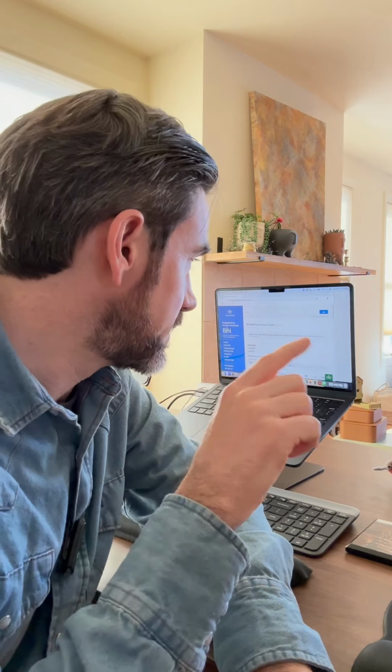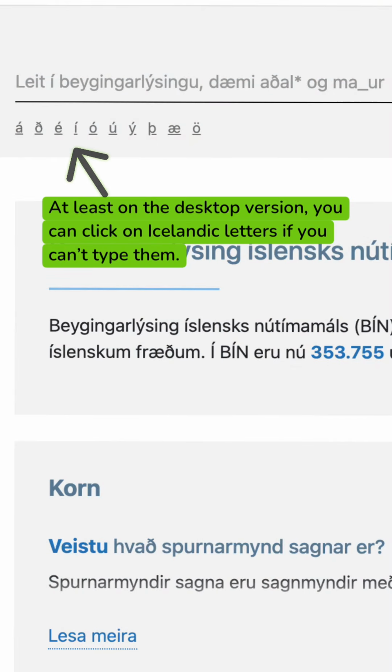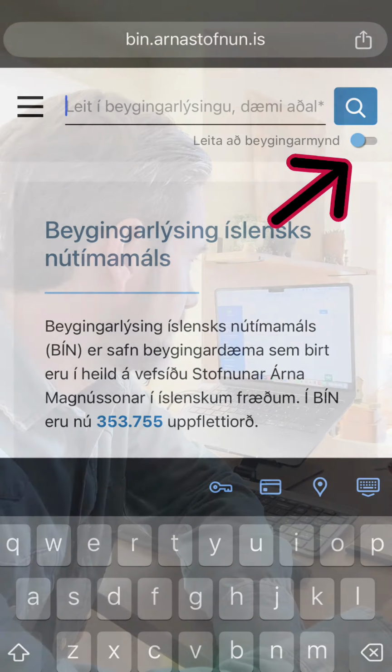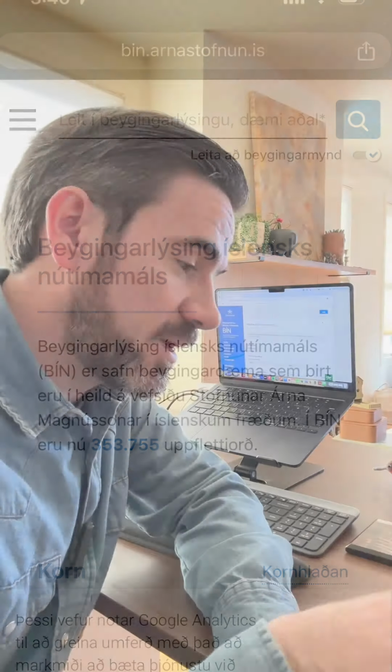If you remember those spellings, Beygingarlýsing lets you just type the letters right under the search bar by clicking on them, put in any word, even if it's not the dictionary form of a word. It doesn't have to be the infinitive of a verb or the nominative of a noun. Click leita að beygingarmynd, that means search for inflectional form, and then click leita, that means search, and it will show you what word that comes from. It will show you what word to look up. Again, if you can convert it from Old to Modern Icelandic spelling, which those two tricks should help you with.